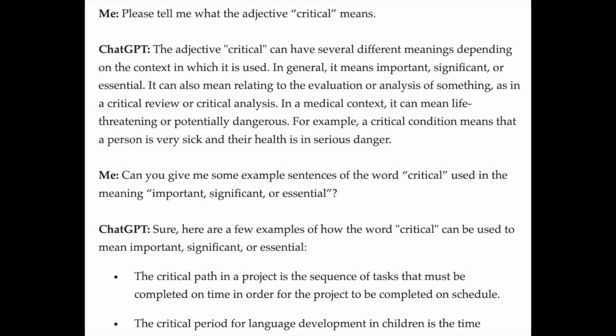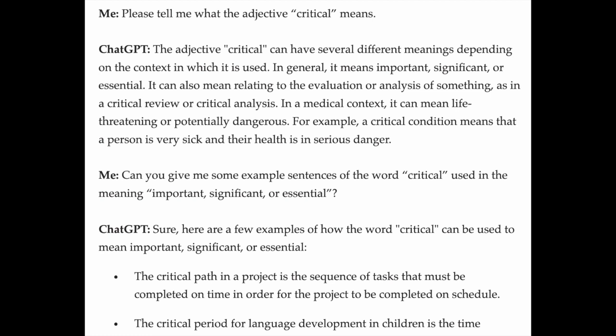Okay, this is where ChatGPT did the best, in my opinion. So this was similar to the earlier case with oversight. I chose another English word that has a variety of meanings. Critical has a lot of different meanings, the adjective critical. So I first asked, what does it mean? And it gave me several meanings.